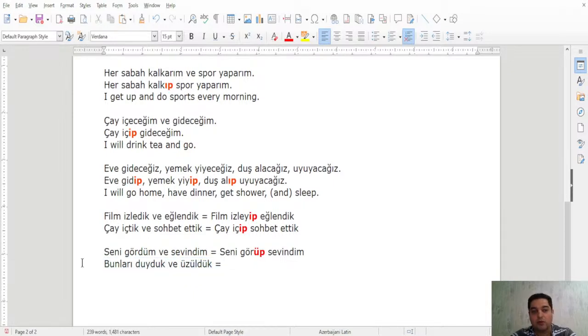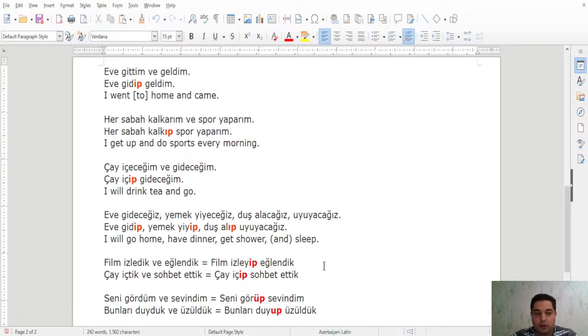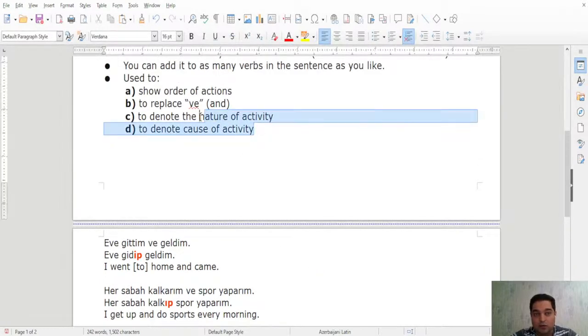Okay. So how do we combine them? Bunları duyup üzüldük, right? Bunları duyup, right? You cut this part and ve. Get rid of ve. Bunları duyup üzüldük. Okay. This is a second example of the cause and effect relationship. So that's basically four possible uses, right? And again we can use them combined. They are not mutually exclusive.